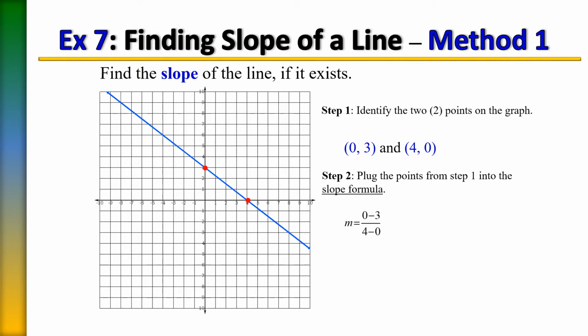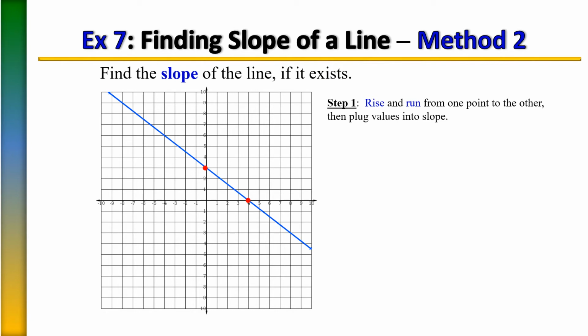So when you do that, what you're going to wind up with here is a negative up top and a positive down below. Anytime you have a negative and a positive, it makes the whole entire fraction a negative. And so the slope of the line is negative 3/4. So again, method number 1 is to simply pick any 2 points on your line and plug those points into the slope formula, and you will be able to find the slope of the line. So the answer to this one, again, the slope is negative 3/4.